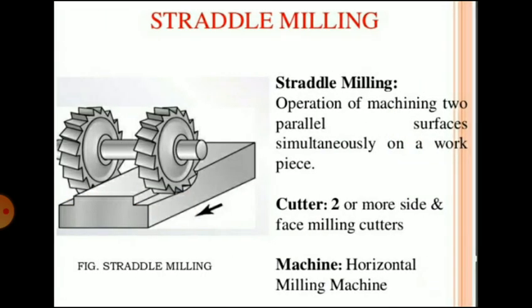Then straddle milling. Simultaneously two parallel surfaces that you can machine by using two milling cutters that are mounted on an arbor, and the space between the two cutters is adjusted by a spacing collar, and these surfaces can be machined in one setting only.